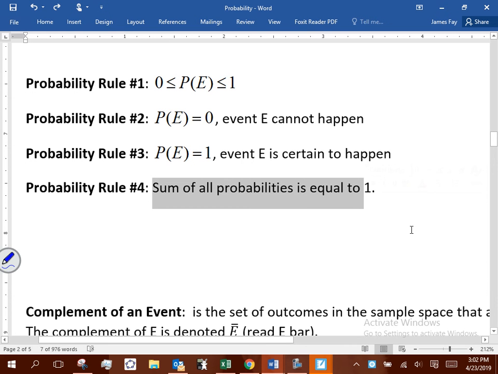All right, and this last probability rule actually allows us to generate an idea here in a moment, but it says that the sum of all probabilities is equal to 1. Inside a particular experiment, all my probabilities should add up to give me 1. So here's the idea of that. Let's go with, what's the probability of getting an ace? 4 out of 52.